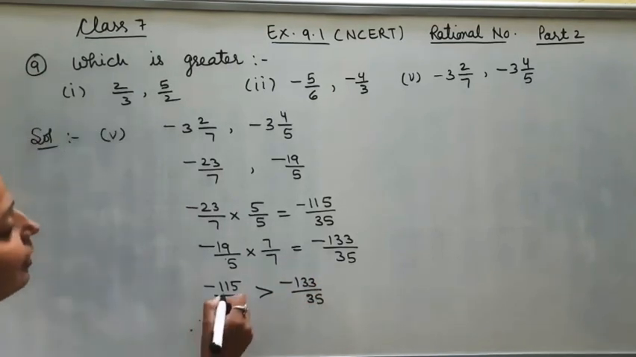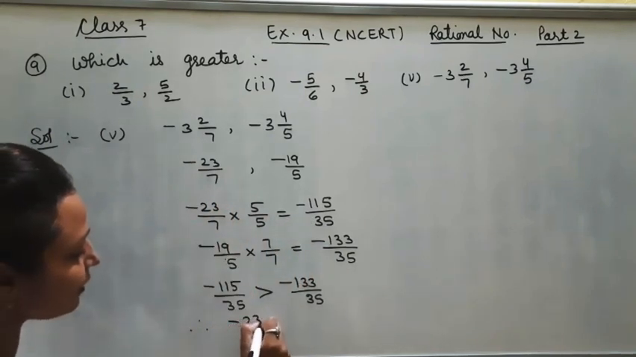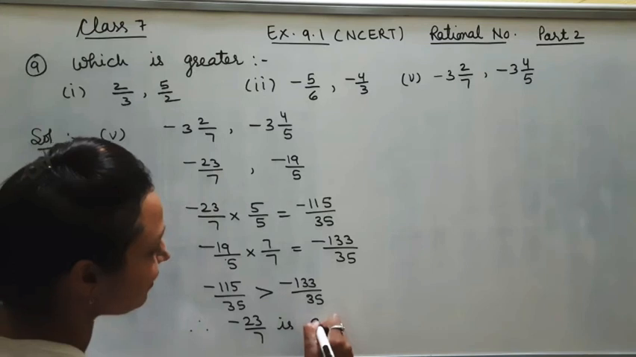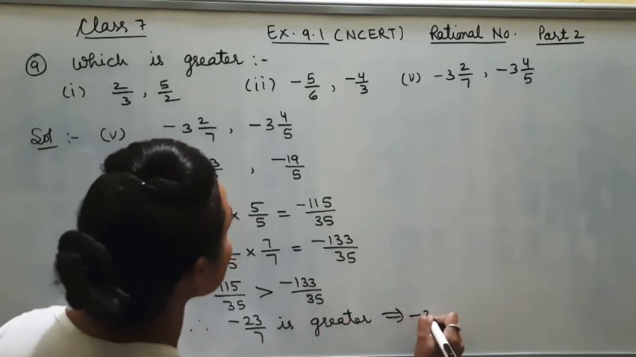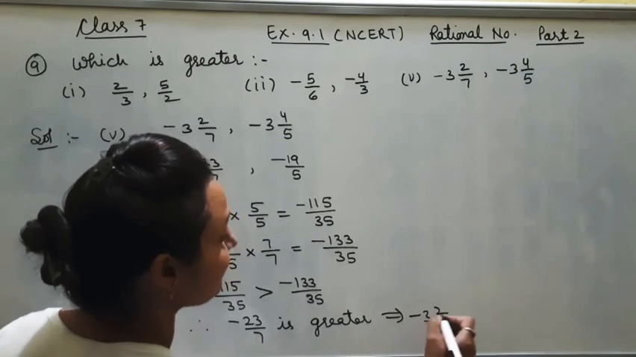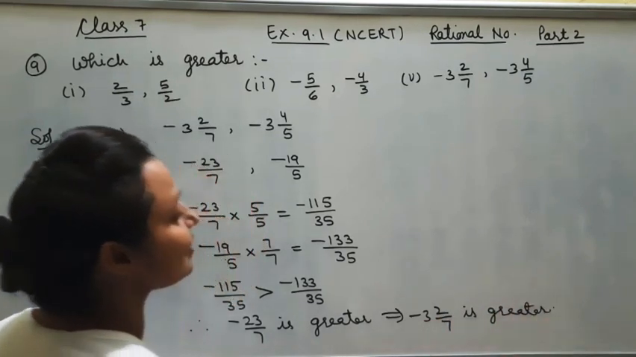So therefore, which is greater? It is formed from minus 22, minus 23 by 7 is greater. This implies minus 3 2 by 7 is greater. So this is the way to solve this question.